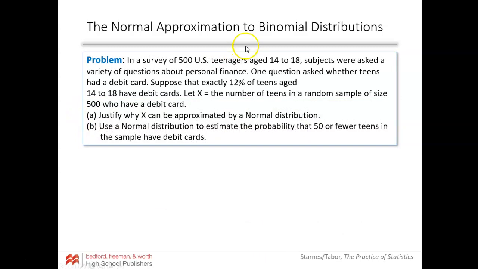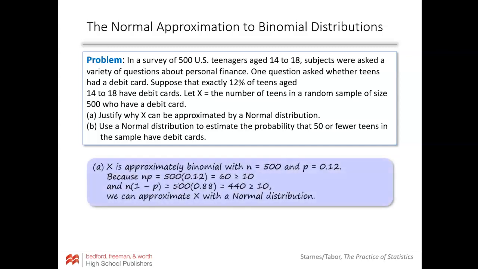That's what they're saying. So we got those teenagers again. I think you've heard of them. They were asked about personal finance. Yeah, we know. Debit card. 12% of them said they had a debit card. So the first question is to justify why we can use the normal distribution now.